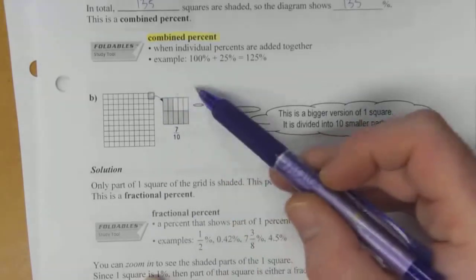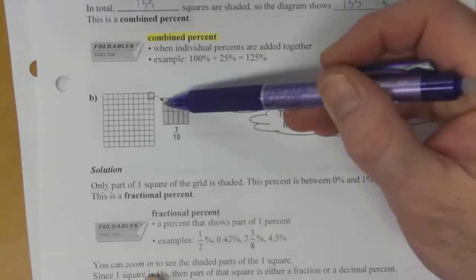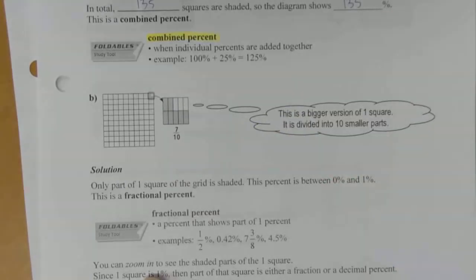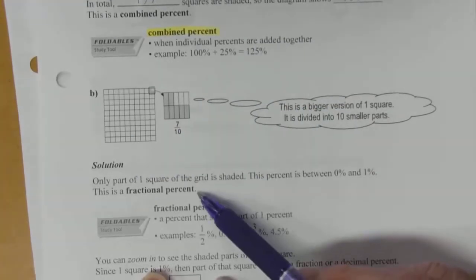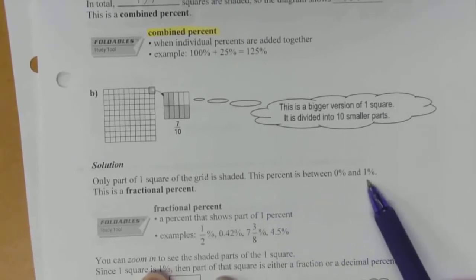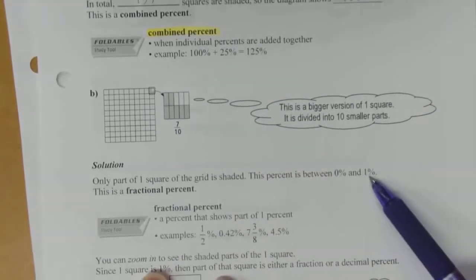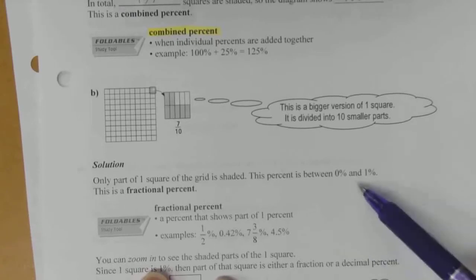This little square here is being magnified in this drawing to show that the square is actually broken down into 10 pieces, and 7 of those 10 are shaded. So this is 7/10 of a percent. Only part of one square of the grid is shaded. This percent then becomes a percent that is between 0% and 1%. If this wasn't shaded at all, it would be 0%. If it was completely shaded, it would be 1%. So because it's between not shaded and shaded, it's between 0 and 1%.